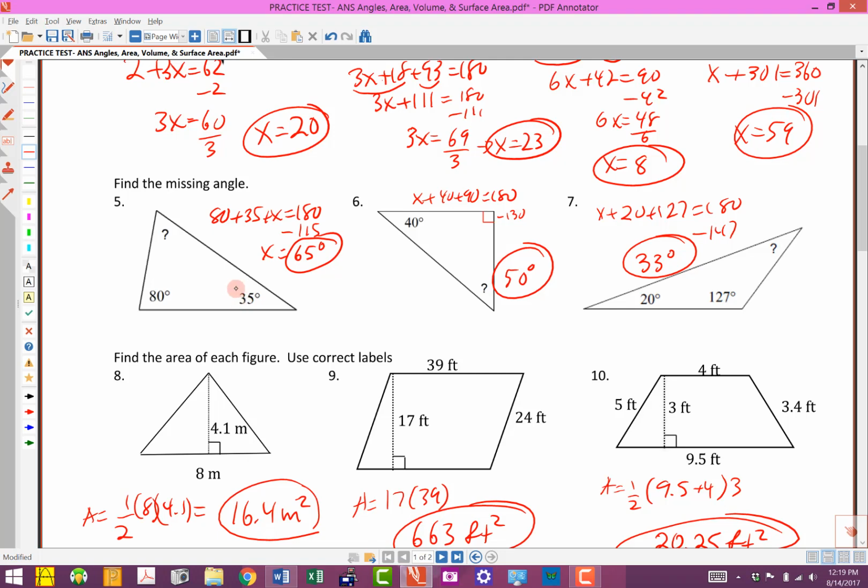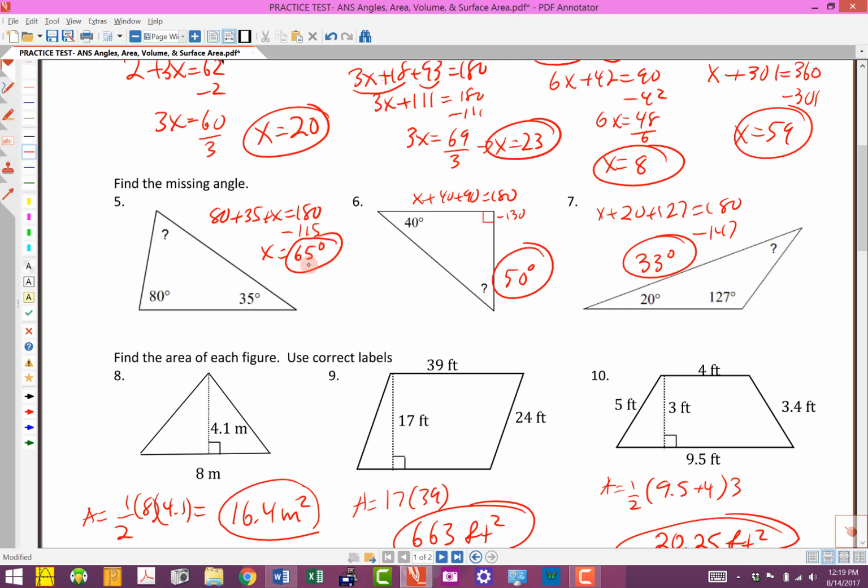Remember, the angles inside a triangle always add up to 180 degrees. So I'd really like to see the fact that you're adding these together, adding it to this missing piece, and it equals 180 degrees. So when we finish solving this, we're going to subtract 115 because that's what the two of those equal together.